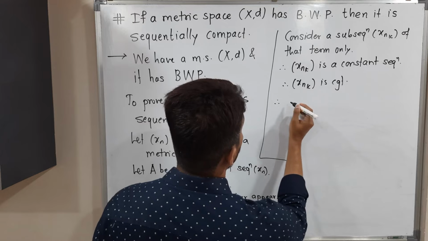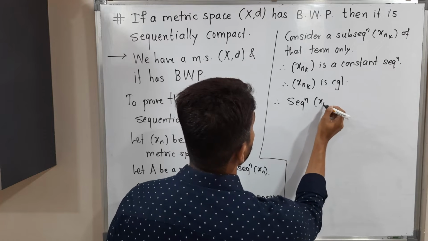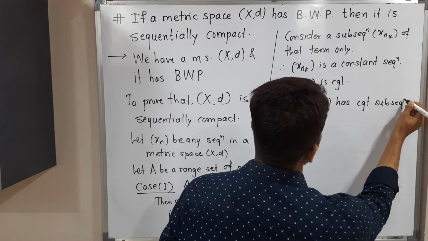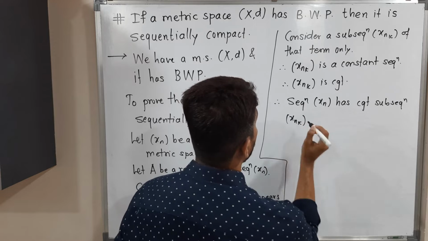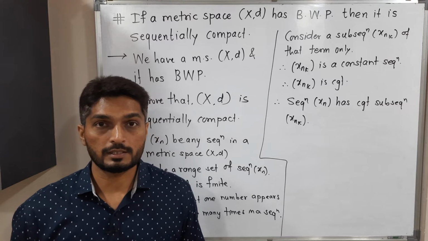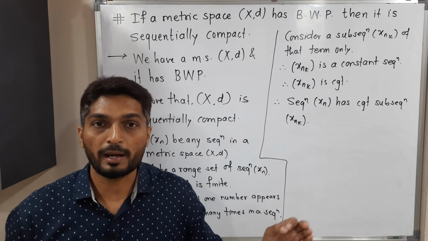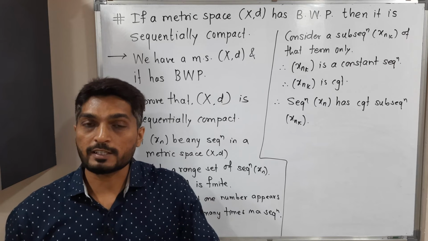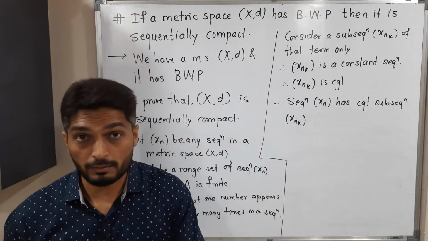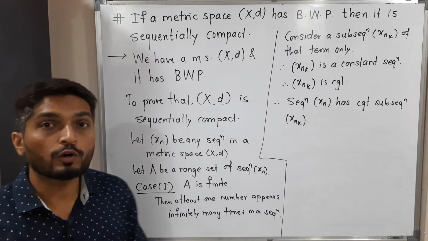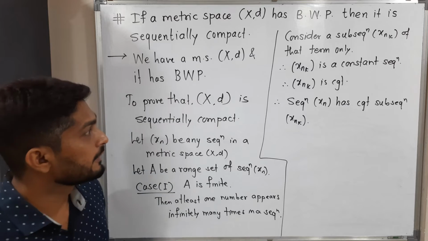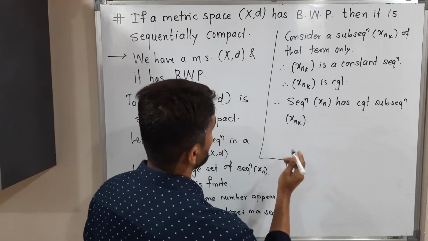Therefore sequence Xn has a convergent subsequence Xnk. So we started with one sequence and finally we got that it has a convergent subsequence. This is the definition of a sequentially compact metric space. So every sequence has a convergent subsequence, therefore we can declare X is sequentially compact. Wait. But we have proved this only for the first case. We have to prove the same thing for the second case. So in this case, we proved Xn has a convergent subsequence Xnk.